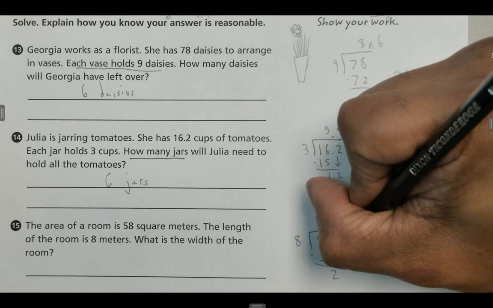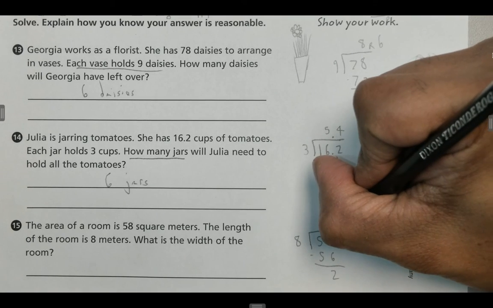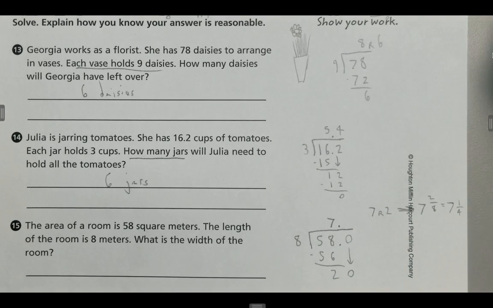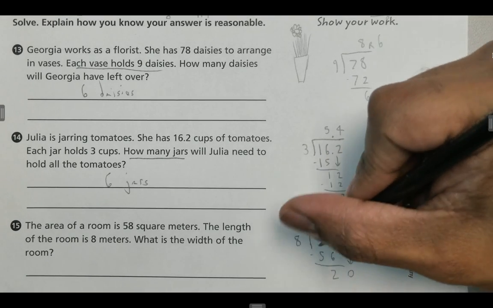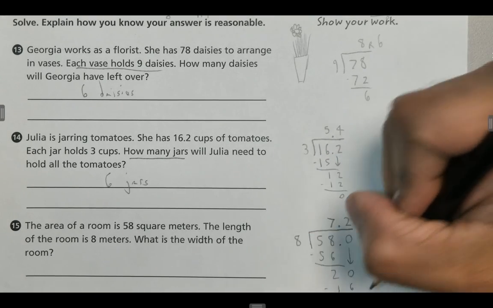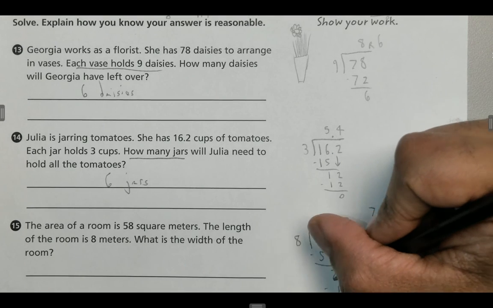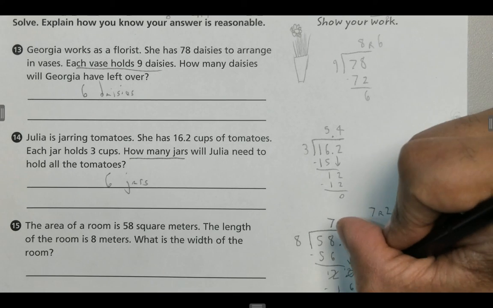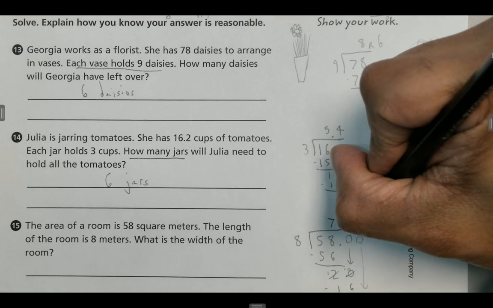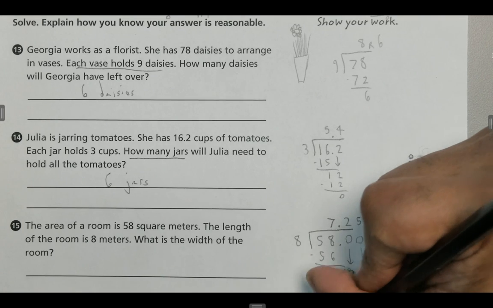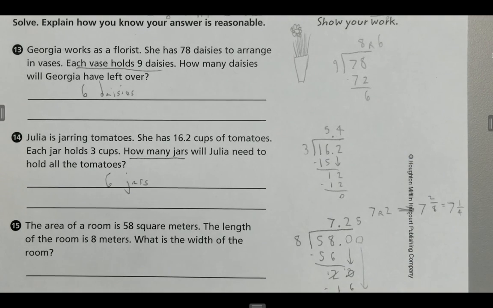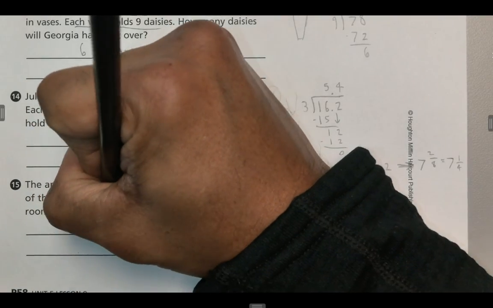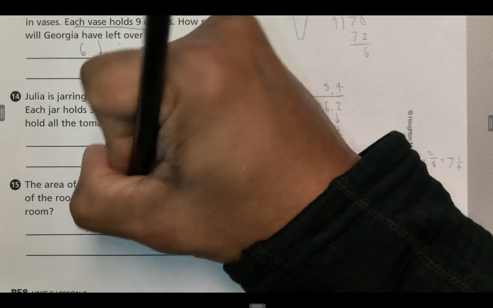I'm going to show it as a decimal. I'm going to insert a decimal point there, insert a decimal point there, fill in the 0 there, bring it down. 8 goes into 20 how many times? Twice. 8 multiplied by 2, 16. Subtract that out. Bring down my next 0. 8 goes into 40, 5 times. 7.25 meters.